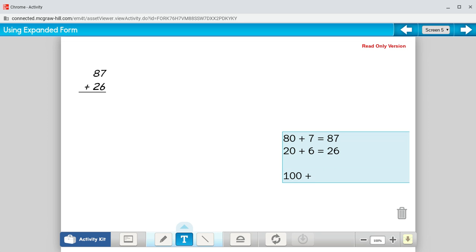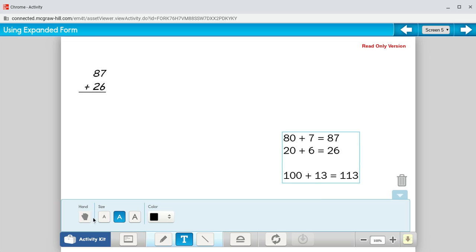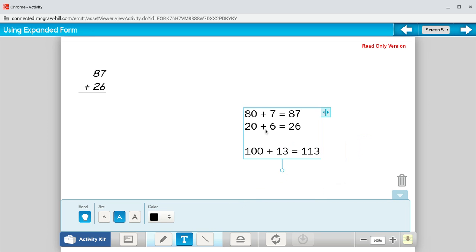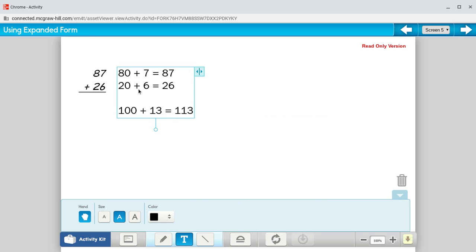Then I have my 7 and my 6. Well, 7 plus 7 is 14, so 7 plus 6 is 1 less. That's going to be 13. And now I can add 100 plus 13. Oh my gosh, so much easier than trying to figure all this out over here, right? So we're going to take that and bring it up here so we can line it up and see how it matches, right? And we have our answer, right?